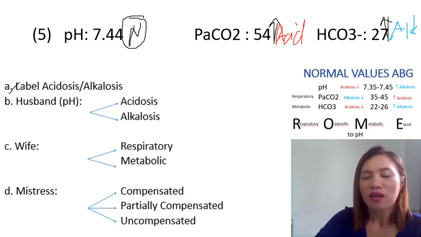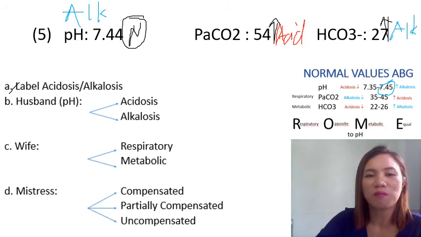Your 7.44, though normal, which is closer? Although your pH is normal, is it closer to acidosis or alkalosis? It's closer to your 7.45. So you write here alkalosis. So we now identify it's alkalosis. Let's look at the wife.